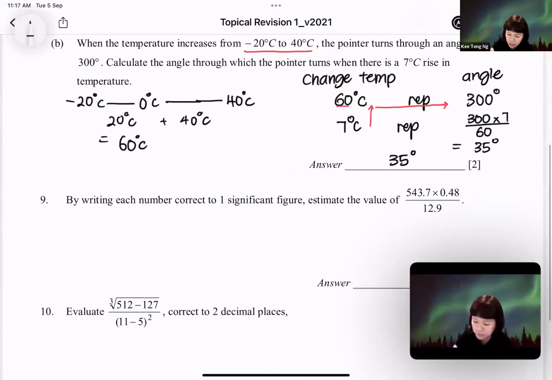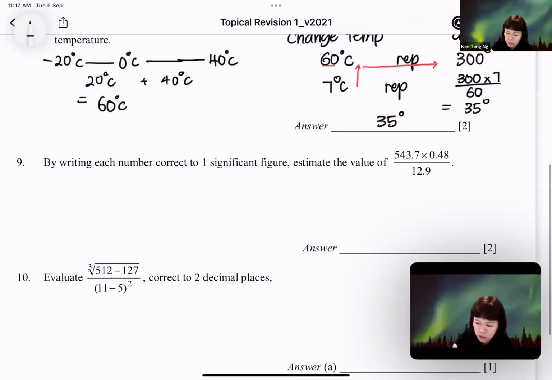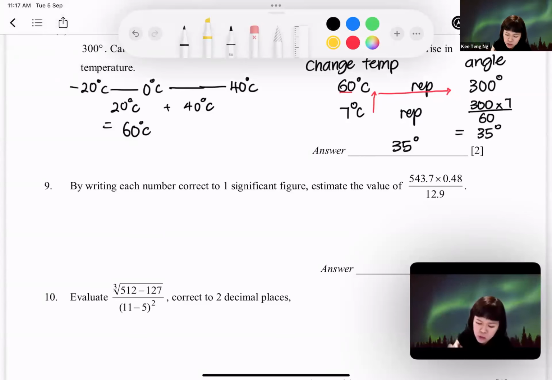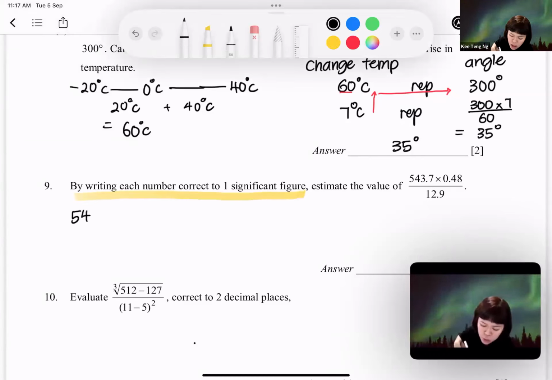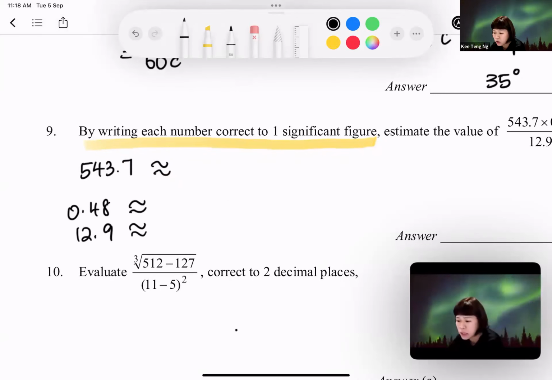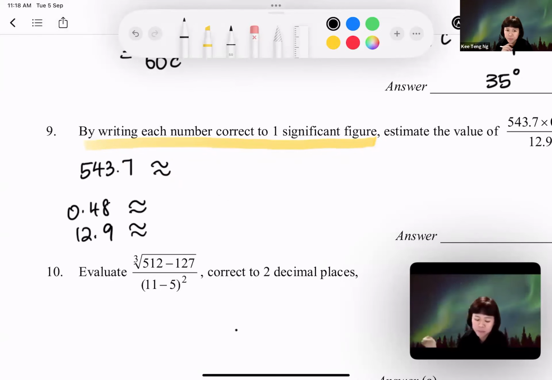Okay, next question. Please read the instruction clearly. They say write each number correct to 1 significant figure. So each individual number change to one significant figure. 0.48, 12.9, 543.7. Let's start with, who can I call? Derek.